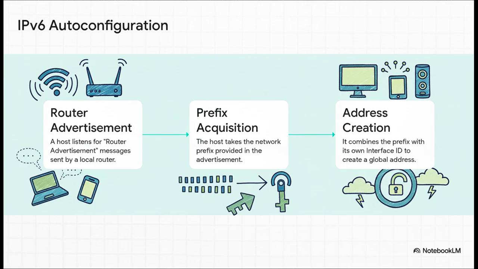But IPv6 did more than just add addresses, it actually made connecting way smarter. With something called stateless auto-configuration, your device can pretty much give itself an address.